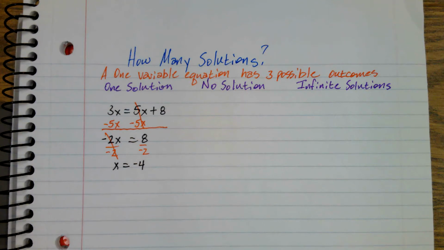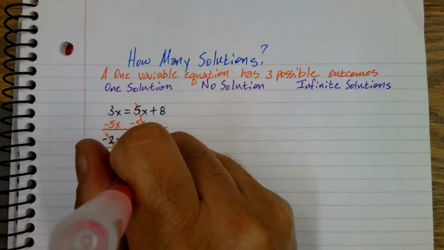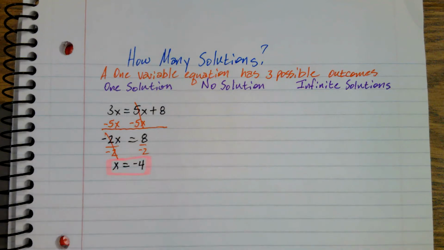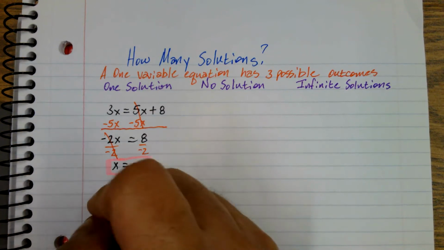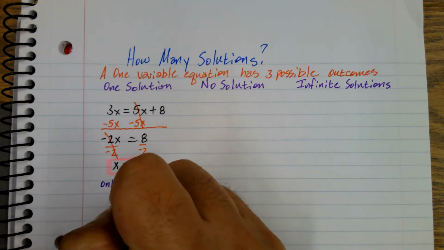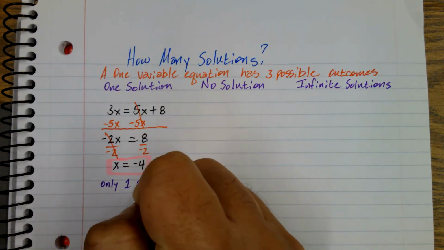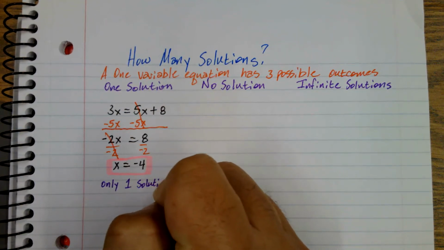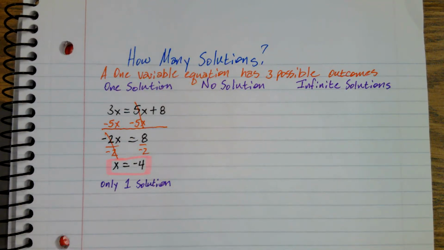How many answers did I come up with? Notice what I'm asking. Not what answer did I come up with. How many answers did I come up with? It came up with one answer. X equals negative 4. That's my answer. But it's only one answer. So this is an example of having one solution. X equals something. In this case, negative 4.